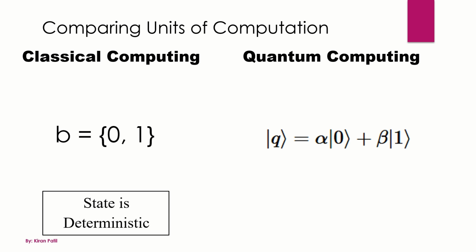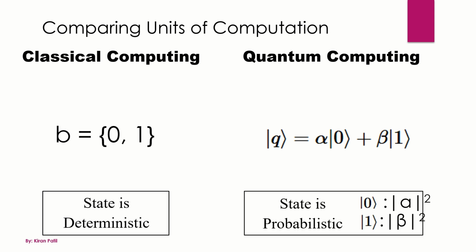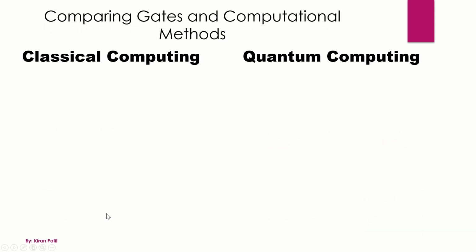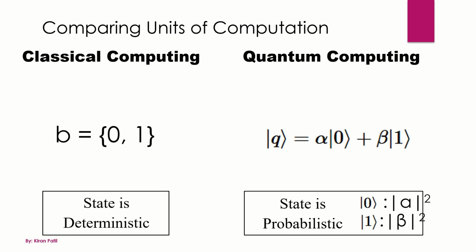Now, the next difference is that the state of classical computing is deterministic, and the state of quantum computing is probabilistic. So what is the probability of getting ket 0? That is alpha squared. And what is the probability of getting ket 1? Now how is this probability calculated? Understand this. Suppose I want to calculate the probability of ket 0. There is one rule to calculate the probability of ket 0.